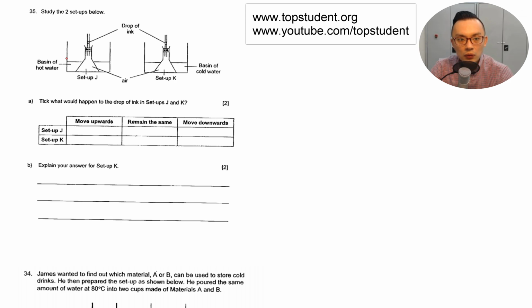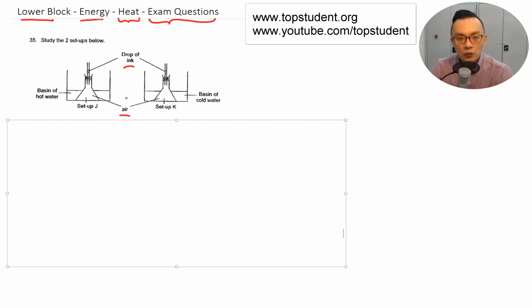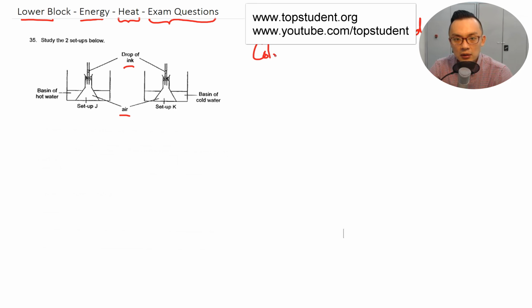Study the two setups below. Basin of hot water, drop of ink here, air, setup K, basin of cold water. Even before we look at the question below, I just want you to quickly understand what the question is probably going to ask. There's a drop of ink over here, hot water. When you see hot water, you will probably see along the lines of the air is going to expand. And when you see cold water, you are probably going to see the air is going to contract. Expand is also known as increasing in volume, contract is reduce in volume.